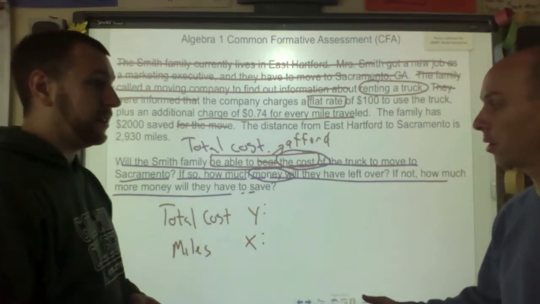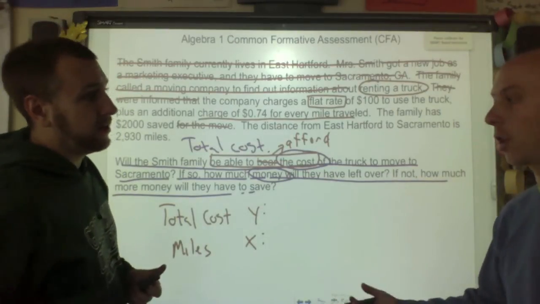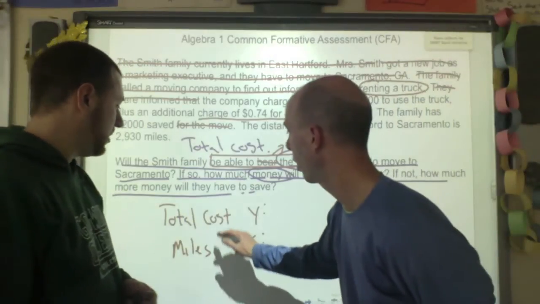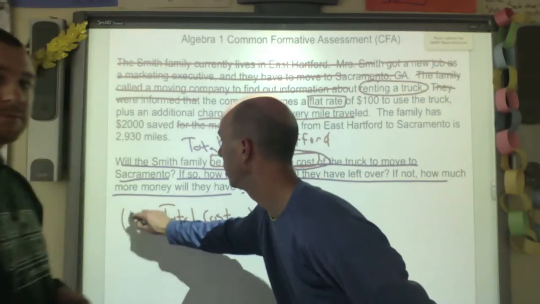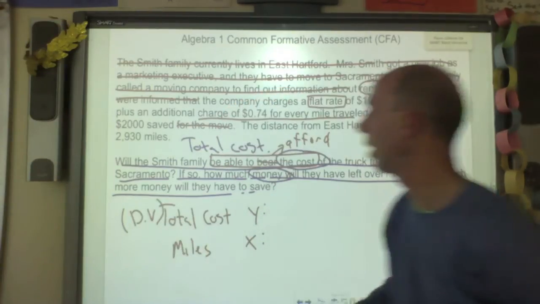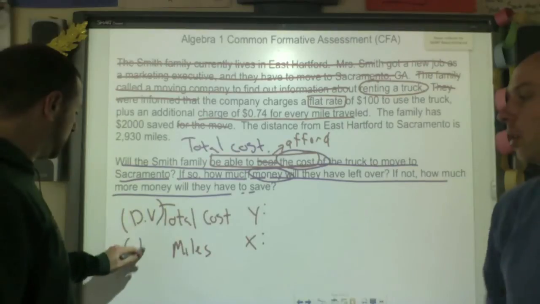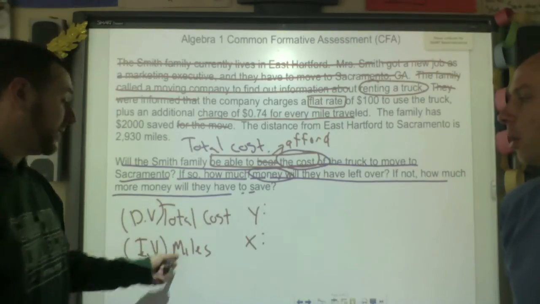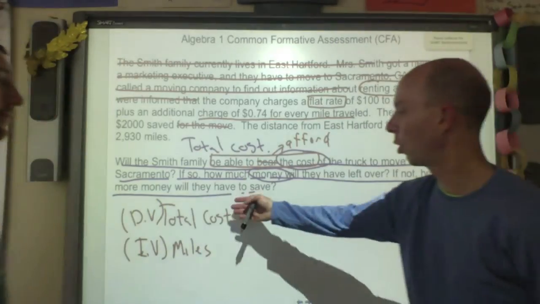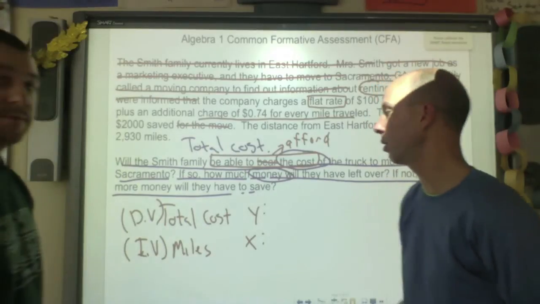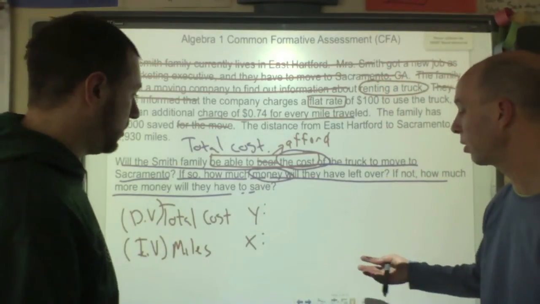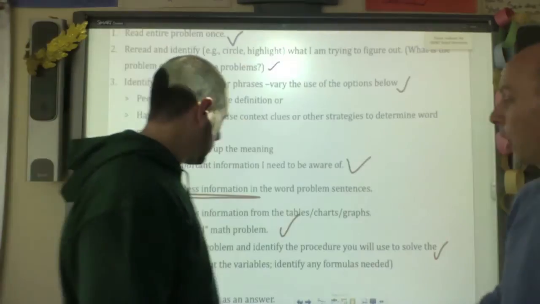Again, you can think about these in terms of dependent and independent variables. This is another way to look at it, where your total cost is dependent, so that would be a dependent variable, on your miles, which is your independent variable. This is the thing that changes. Okay, so total cost depends on the number of miles that you go. So from here, you can start setting up the actual problem.